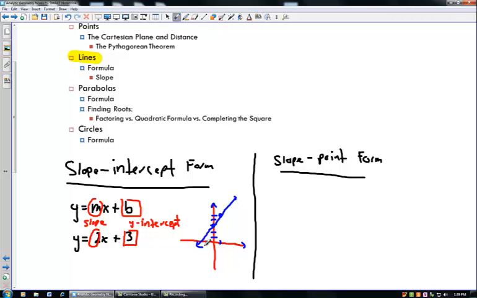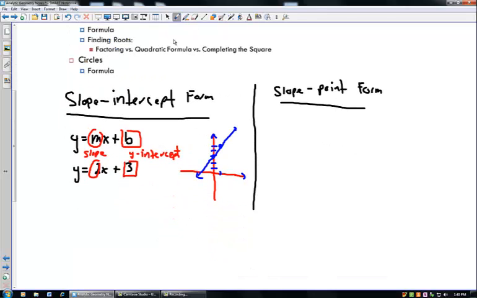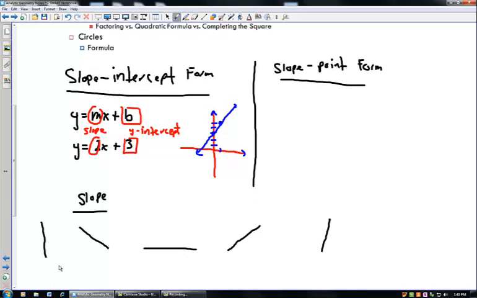All right, so make sure you understand what slope is. I always like to do this little diagram here. If I'm going to talk about slope, there are all kinds of different lines. So here's one type of line. Here's another type of line. And here's an even steeper line. And you could also go down, so slope downward, like that. And these have different slopes.